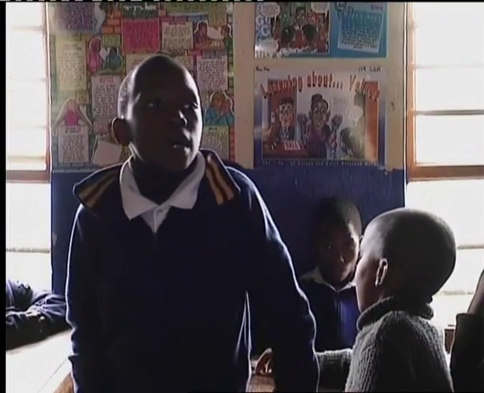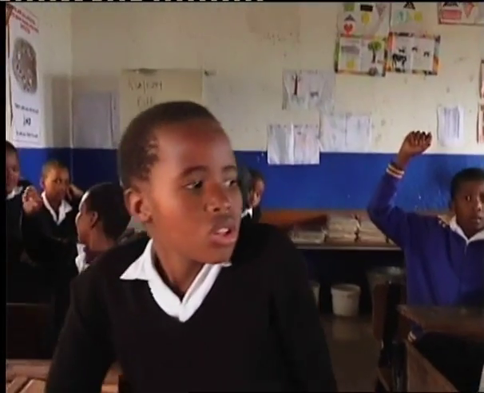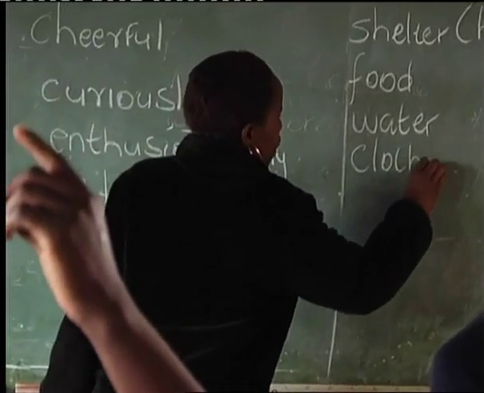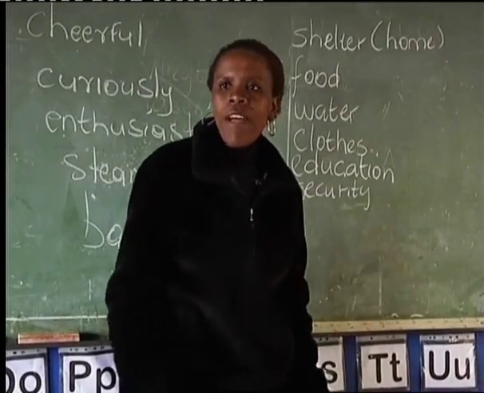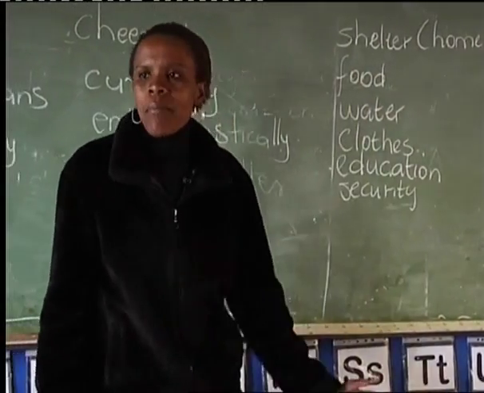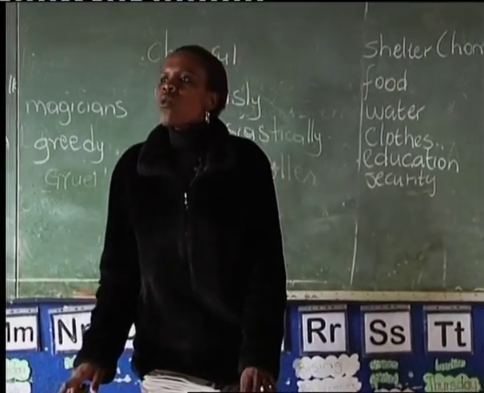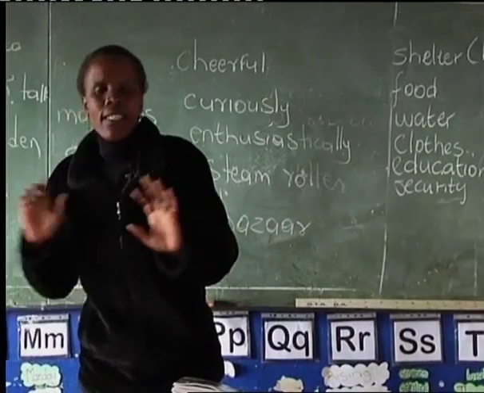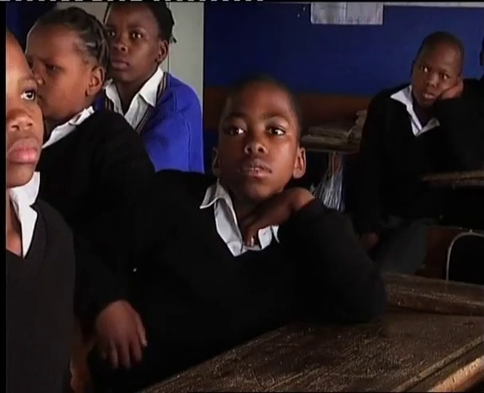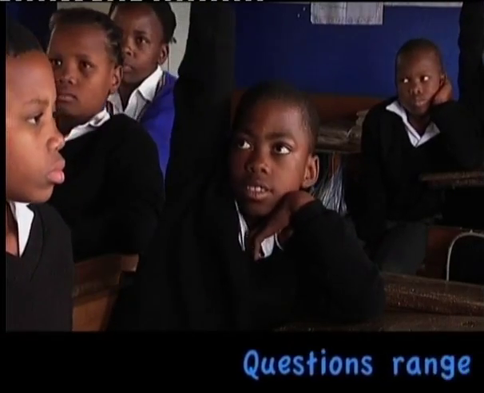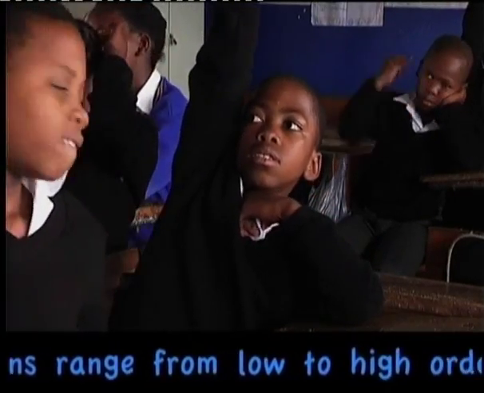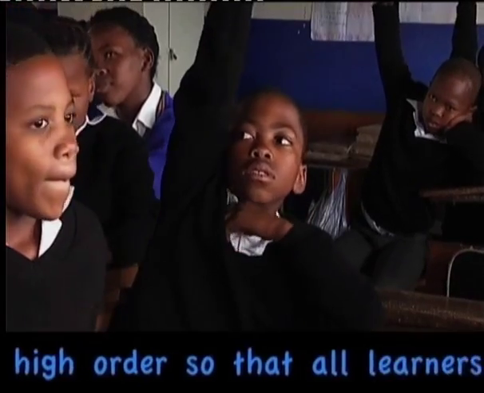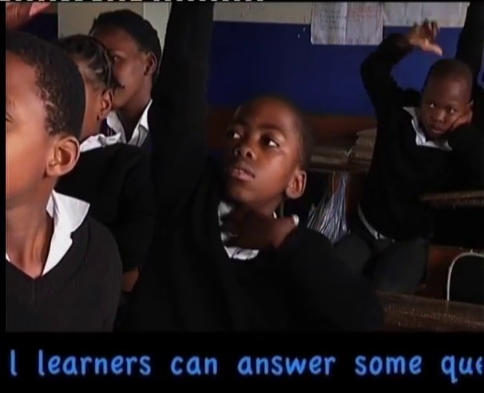Notice how she uses different levels of questioning to include all learners. Thank you very much, grade 5, for the brilliant examples that you gave me. Who can tell us, grade 5, what would happen to us if suddenly there is no food? There is no food at school, there is no food at home. What would happen to us? Questions range from low to high order so that all learners can answer some questions.